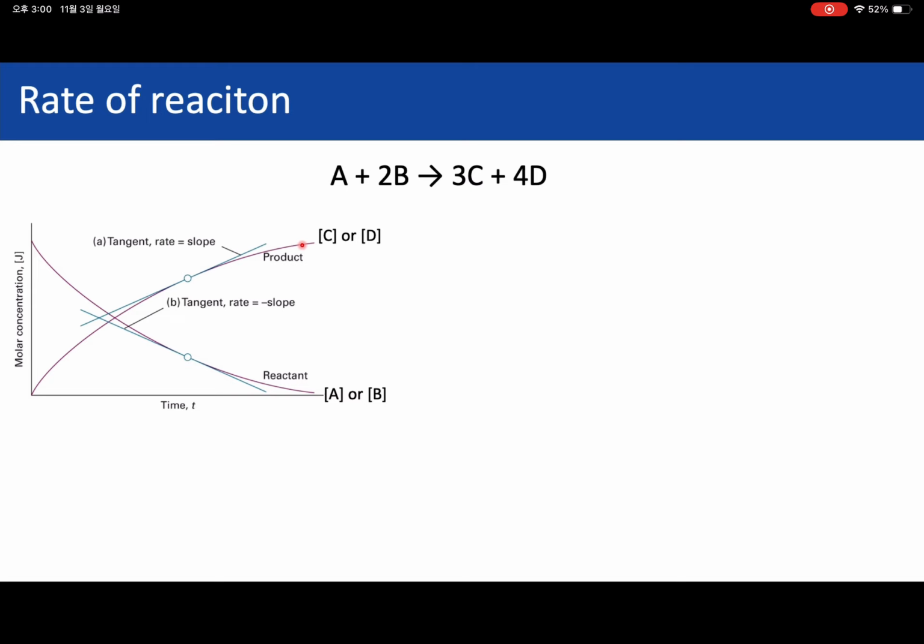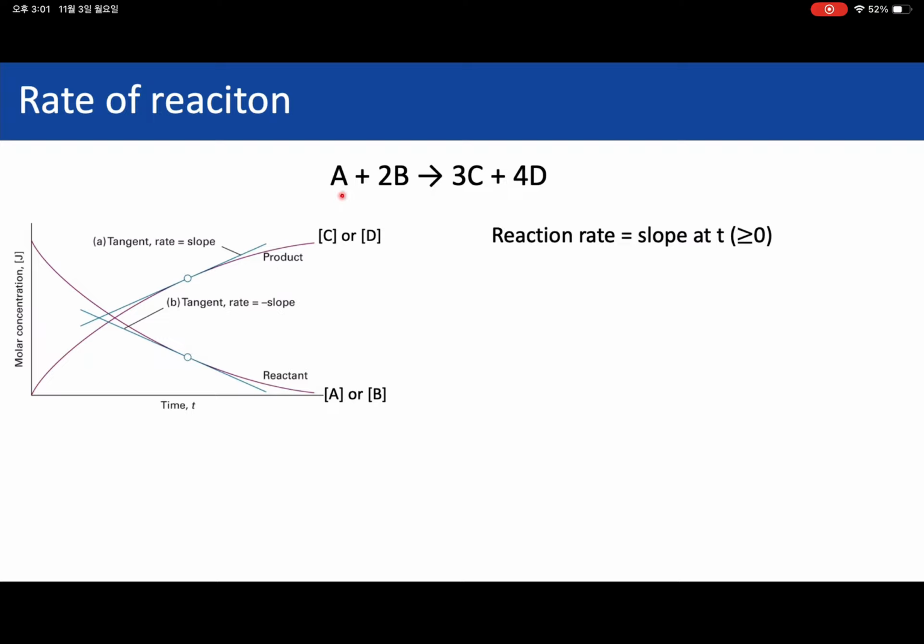So basically, we want to know the rate of reaction, which is the speed of this reaction. By taking the derivative of this curve, which is the slope at a time t of each curve, we get the rate of reaction.